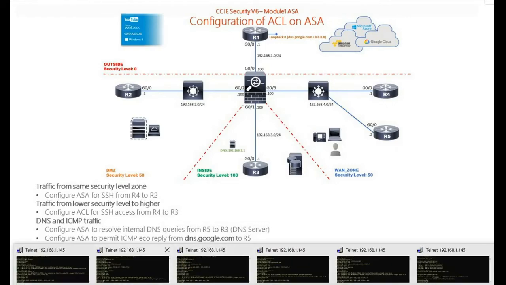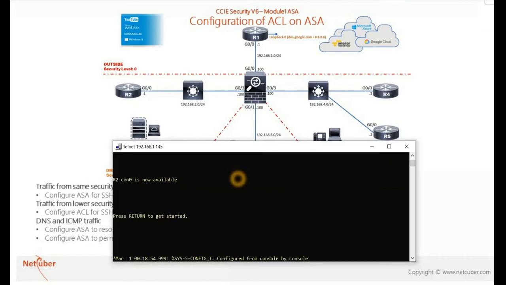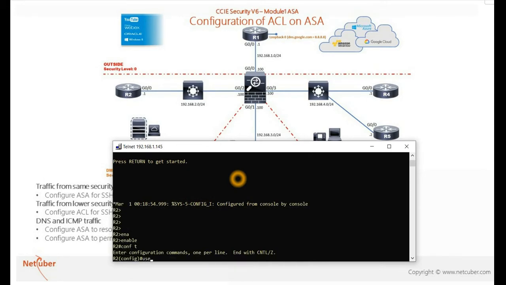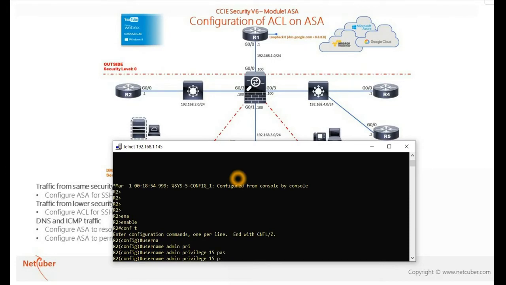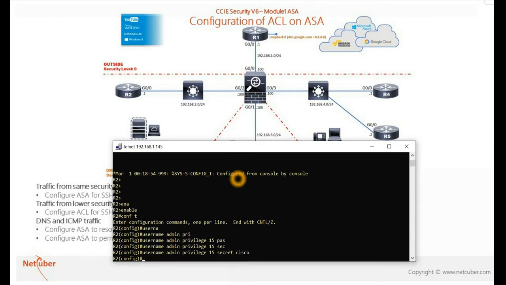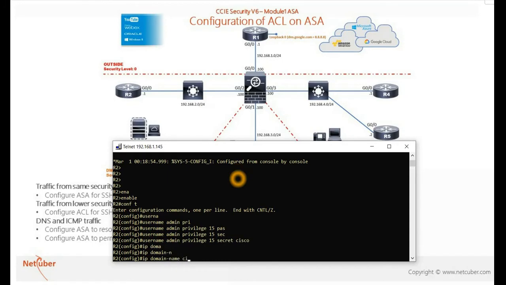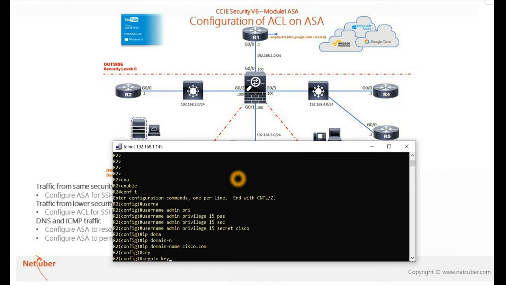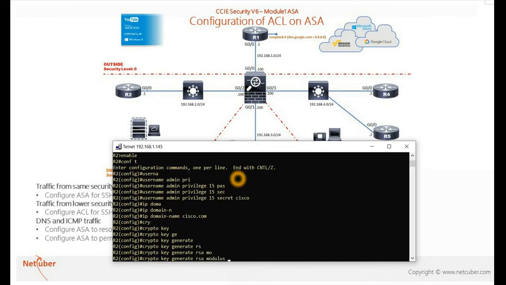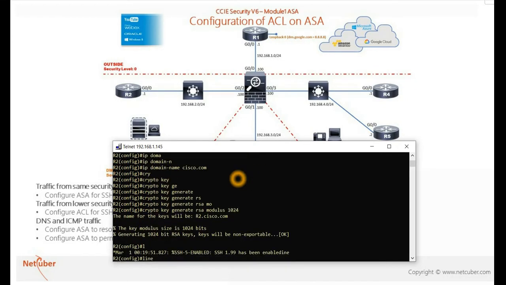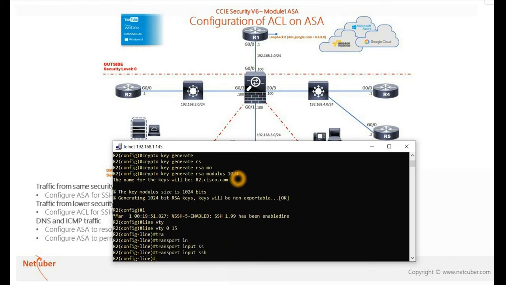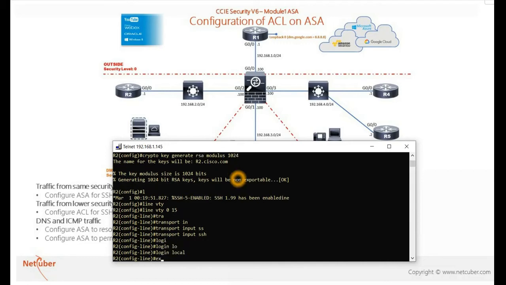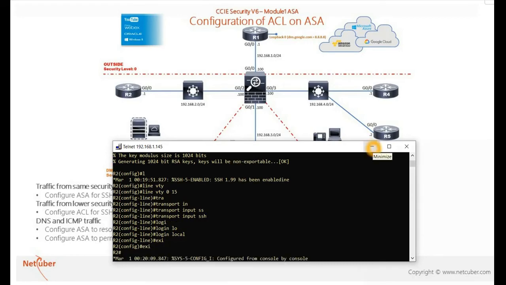Let's enable SSH on R2. Username admin privilege 15 secret cisco, ip domain-name cisco.com, crypto key generate rsa modulus 1024, line vty 0 15, transport input ssh, login local. Now we have enabled SSH on R2.